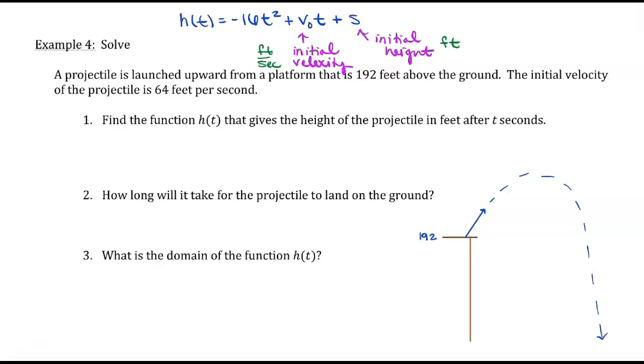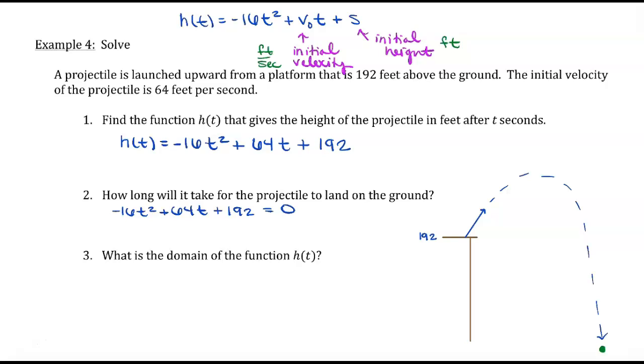Let's fill in the information from our scenario into this function. We have h of t is equal to negative 16t squared plus the initial velocity of 64 feet per second times t plus the initial height of 192 feet. Now we have our function. The second thing we need to do is figure out how long it will take for the projectile to land on the ground. That's how many seconds from the time of launch it takes for the projectile to have a height of 0. In other words, we need to find when h of t is equal to 0, or when negative 16t squared plus 64t plus 192 is equal to 0.